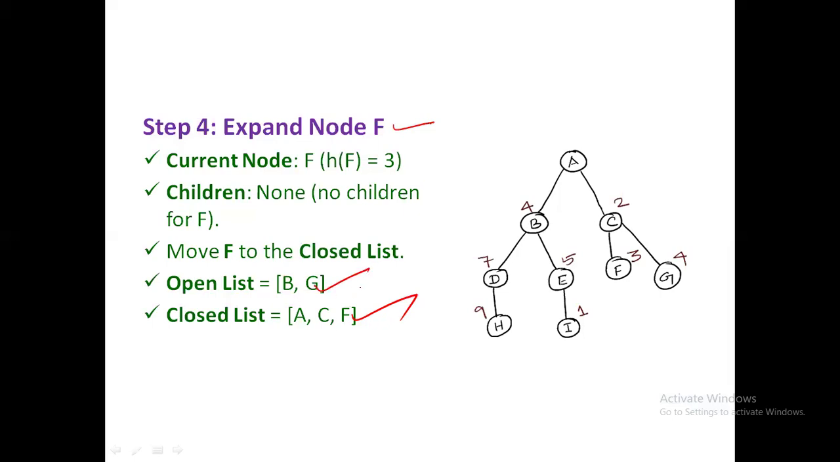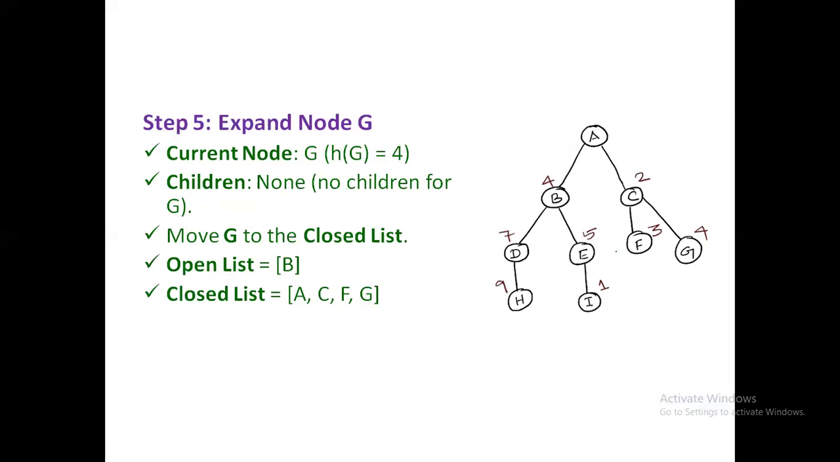The open list nodes are B and G, which are available in this step 5. Next, we expand node G. Node G also has no children, so it is moved to the closed list. And the open list now contains only node B.